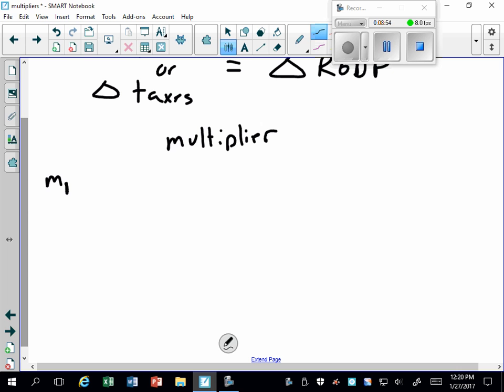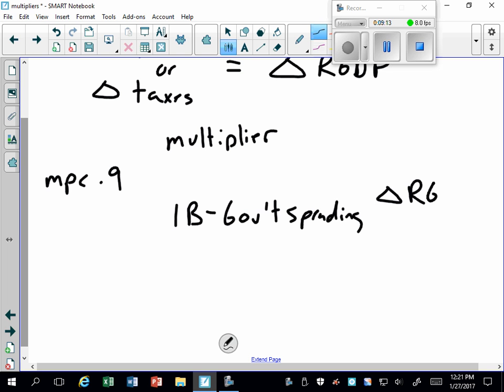So I'll just give you 2 quick scenarios here. If they tell you the MPC is 0.9, and then they ask you how much $1 billion worth of government spending would impact real GDP, we're trying to figure out what the change in real GDP is. That's what we're trying to solve here.